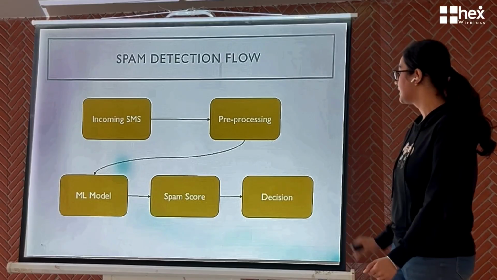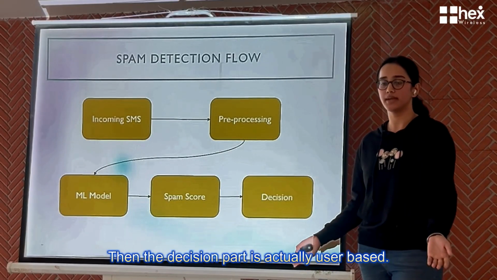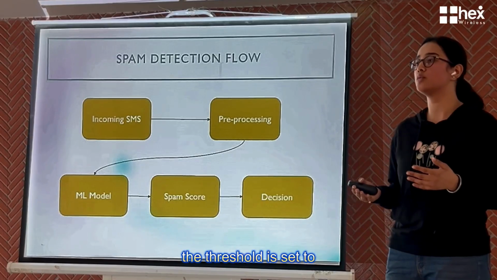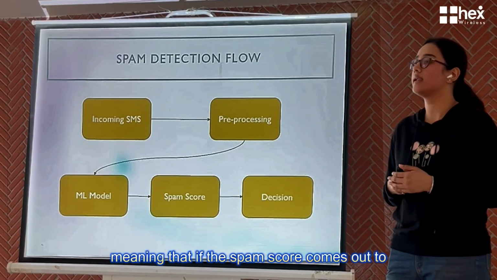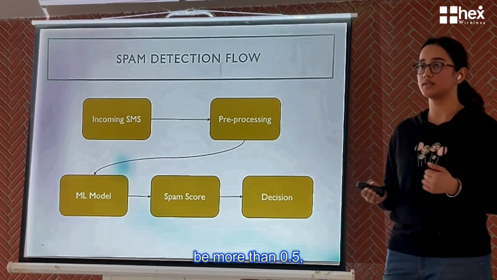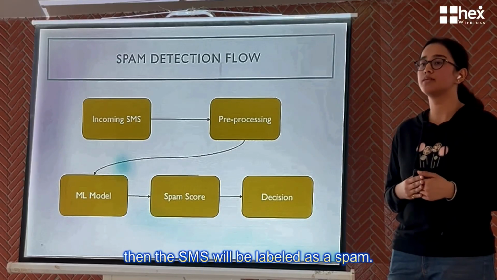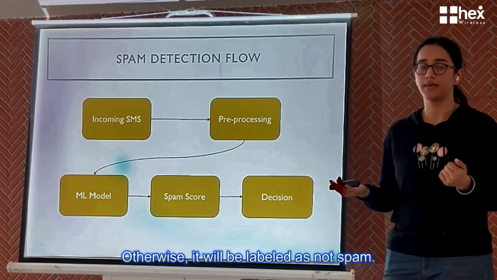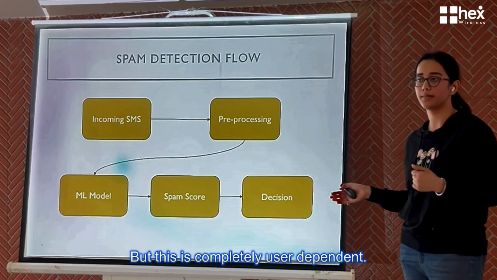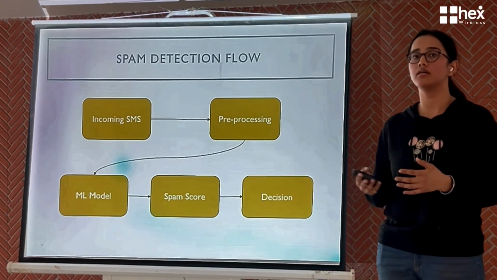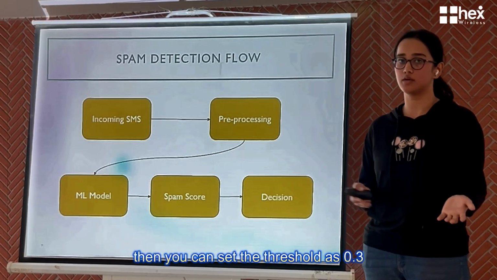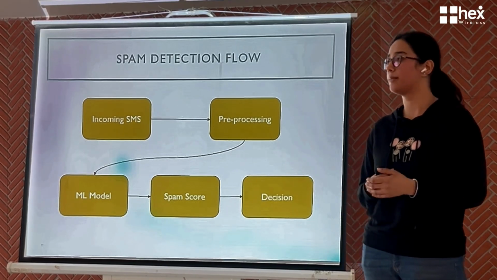Then the decision part is actually user based. Usually the threshold is set to 0.5, meaning that if the spam score comes out to be more than 0.5, then the SMS will be labeled as spam. Otherwise, it will be labeled as not spam. But this is completely user dependent. For example, if you want a stricter filter, then you can set the threshold as 0.3 or 0.4, depending on your use case.